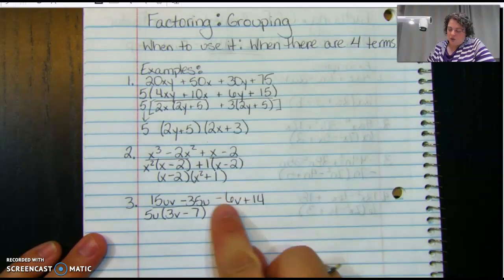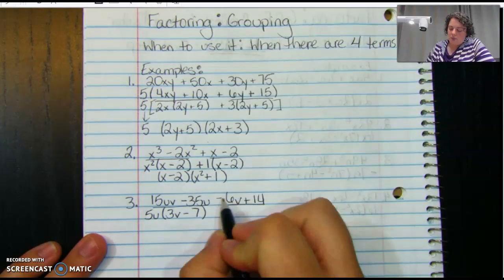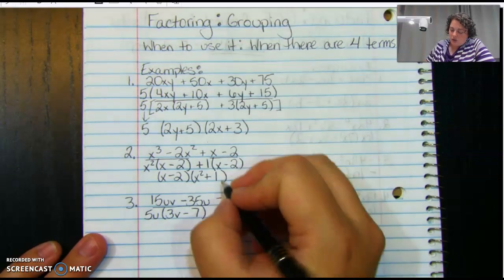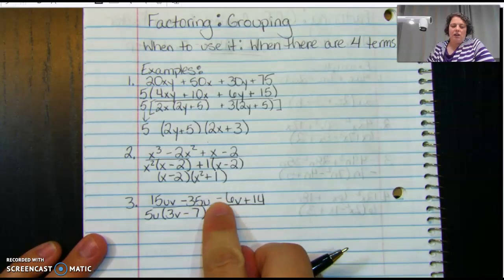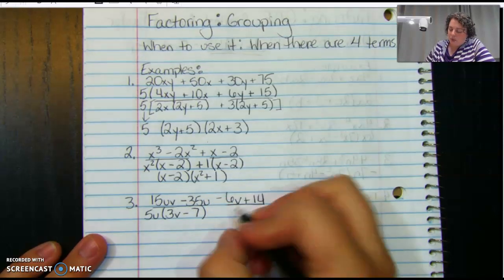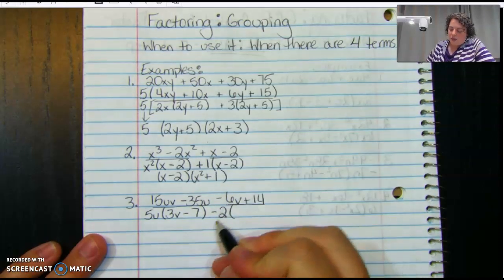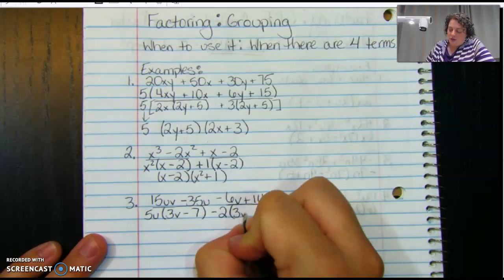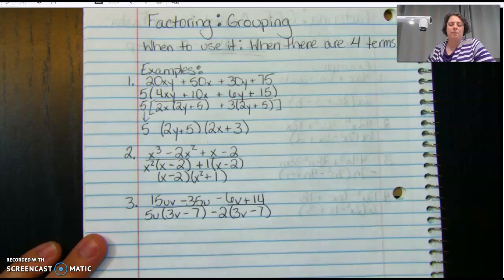Now these two, what do they have in common? It's just going to be 2. But I'm going to draw your attention to this negative. This is a big deal. If you have a negative in front, remember the last lesson, you must pull out the negative. So I'm going to pull out a negative 2. Negative 6 divided by negative 2 is positive 3v. 14 divided by negative 2 is negative 7. Be careful with your signs.